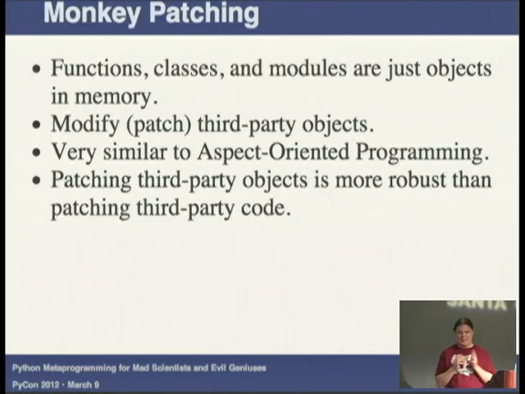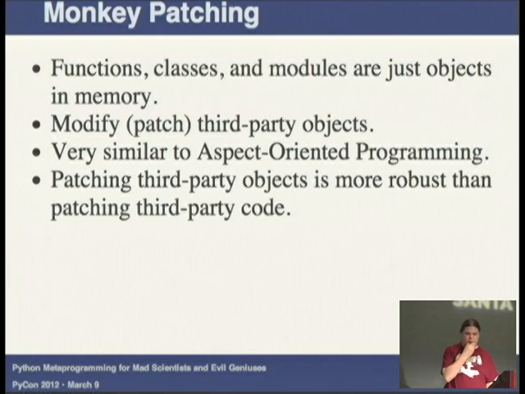Okay, monkeypatching. So I said Python, everything is a dictionary, but really in Python, everything is an object. It's just most of Python is dictionaries, and all the rest of it is other types of objects. And functions, classes, modules are just objects in memory. They can be modified if they're pure Python, patched. They can be just swapped out for your own implementation.